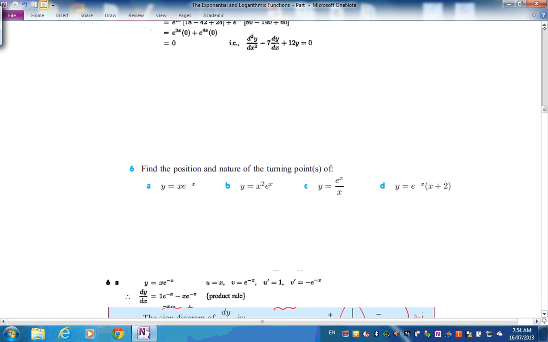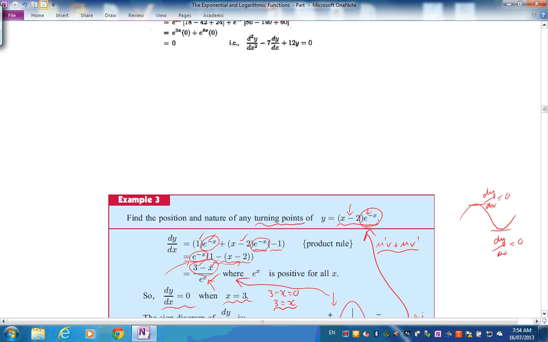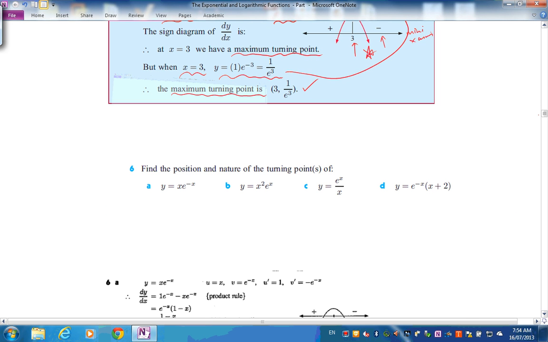Question 6, I just skipped that. Hang on, I'll come back to it a little later. I'm trying to give it without the answers here. I can't juggle that. Anyway, here, find the position and nature of the turning points of those.